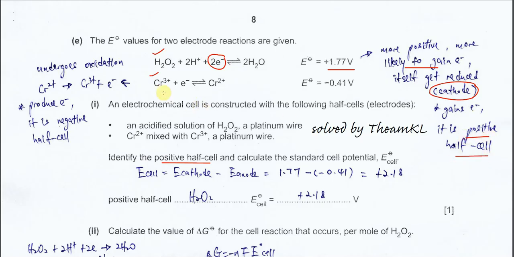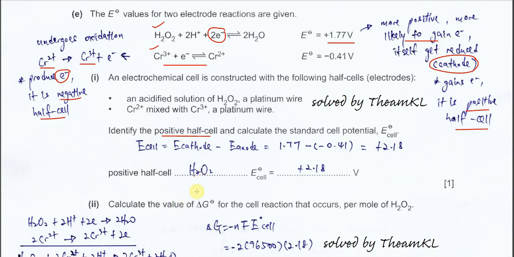And of course, the chromium 3 and chromium 2 half cell needs to be the oxidation half cell, which means it needs to be reversed. The chromium 2 needs to oxidize to chromium 3, releasing an electron, and this electron is gained by the hydrogen peroxide half cell. Since this one undergoes oxidation, we call it the anode. Because it produces electrons, this half cell is the negative half cell. So it is very clear that the positive half cell is the H2O2.